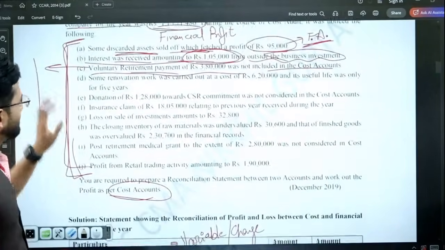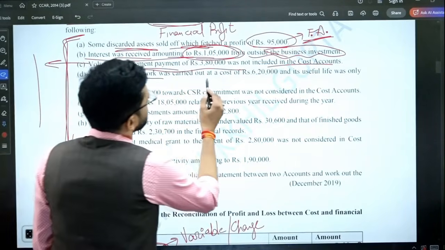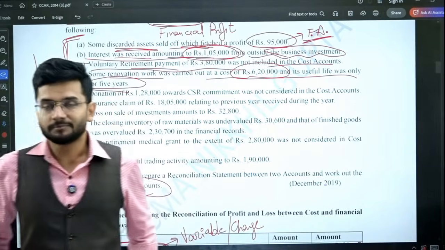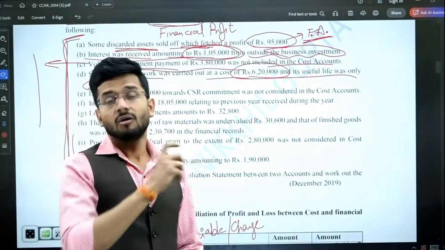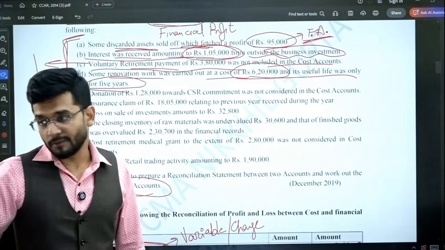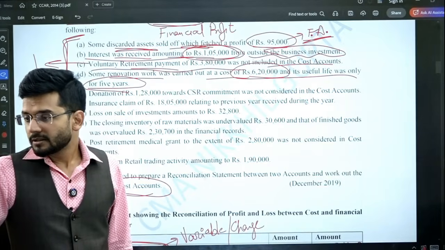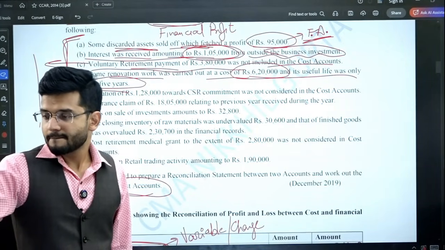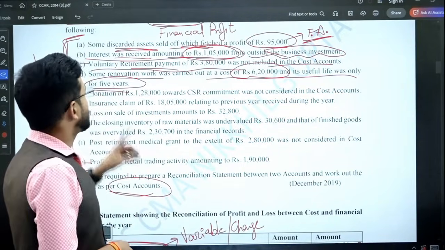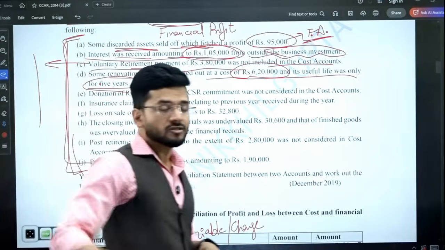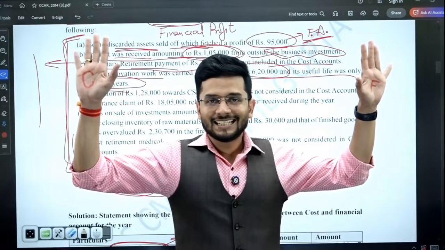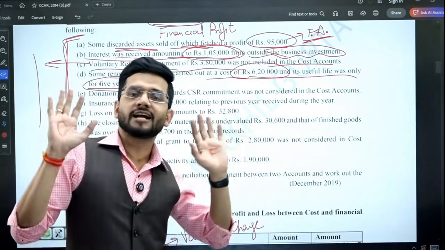Next. Some renovation work was carried out at a cost of 6,20,000 and its useful life was only 5 years. Now this is a tricky one. There's an assumption also in this particular part. That assumption is also required to be understood by you. There's a very important assumption. Okay. So this is the renovation work, capital expenditure which has taken place. Its useful life was 5 years. So there's the assumption that in the financial accounts, you have written it off completely. 6,20,000 has been written off completely in the financial accounts.